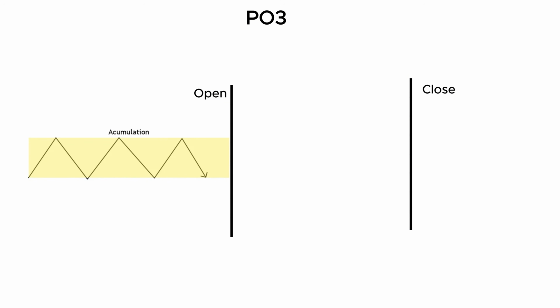The ICT power of 3 concept. First, we'll look at price action models and then some real chart examples. The ICT power of 3 is a concept that follows accumulation, manipulation, and distribution. For the bearish power of 3, price opens up at the session start.